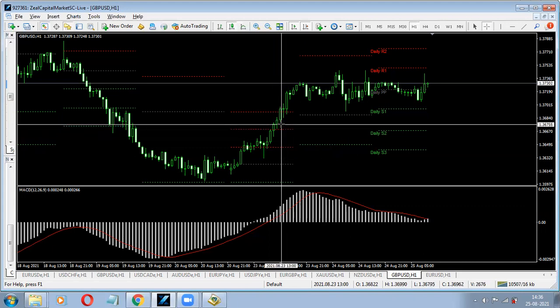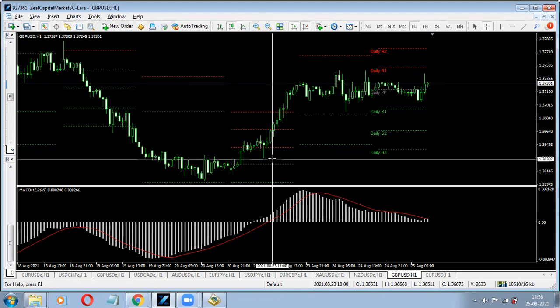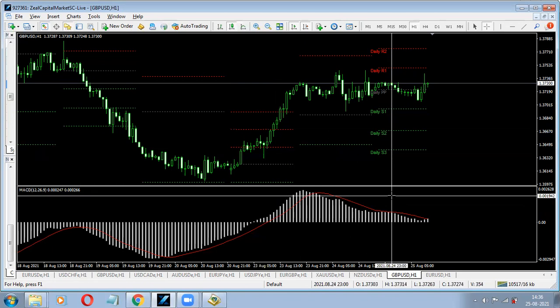So guys, I would like to mention here, this is not the exact strategy. This is just an idea that this pivot point can be an extra advantage when to get in and to get out.